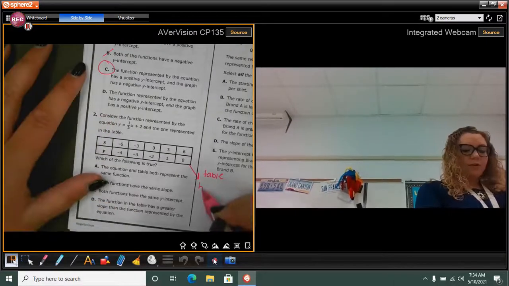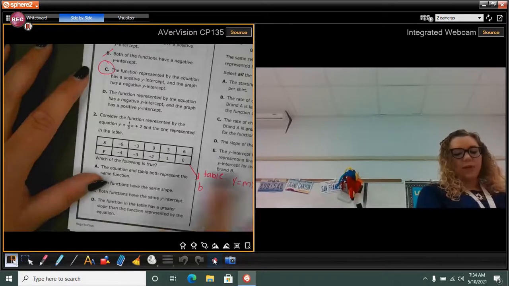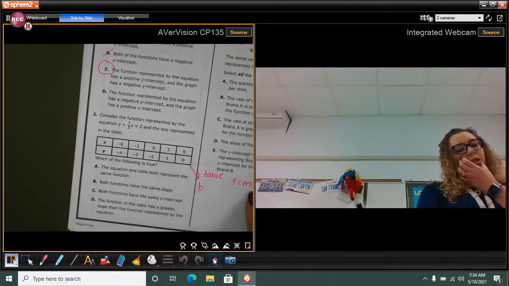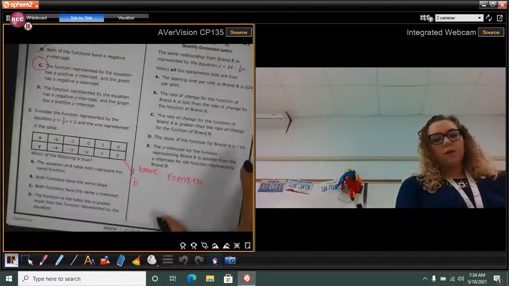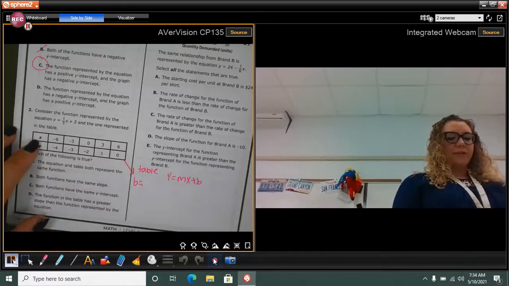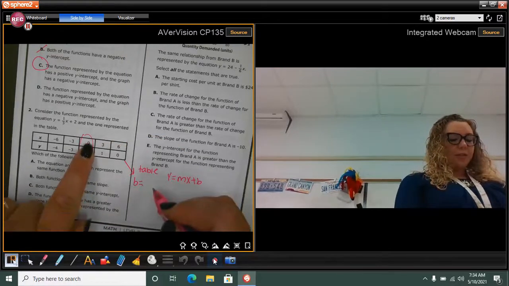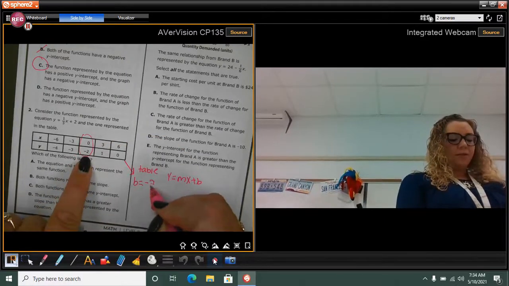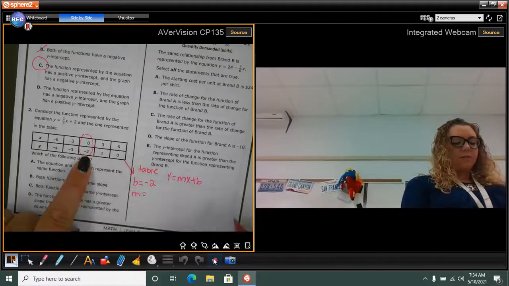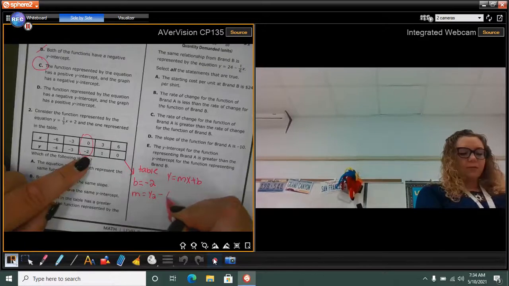First of all, we know y equals mx plus b. That is an equation, so we'll have to do this and make it into an equation. The first thing we're going to do is find my b. When does x equal 0? Right here. So when x equals 0, my y-intercept is negative 2. Now we have to find my slope. In order to find my slope, we have to use my slope formula.